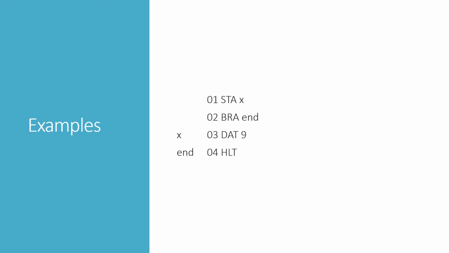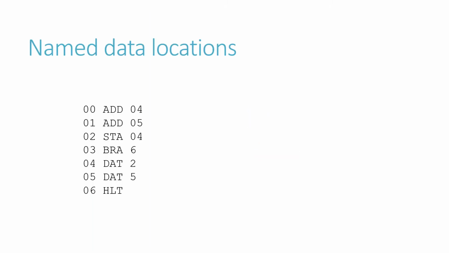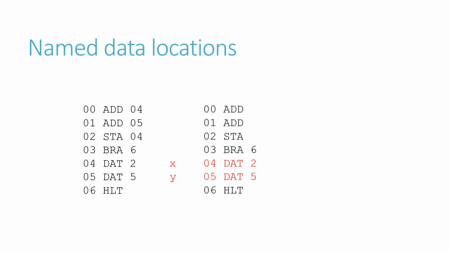That makes the first two commands much easier to understand. Here it's clear that we're storing a value to a variable called X. And here it's clear that we're branching to the end of the program, here. So we can amend any program by naming data locations and then using those names in our programs. For example, here just two of the locations have been labelled with X and Y, and therefore we can say add X to the accumulator, add Y to the accumulator, and store the result back into location X.